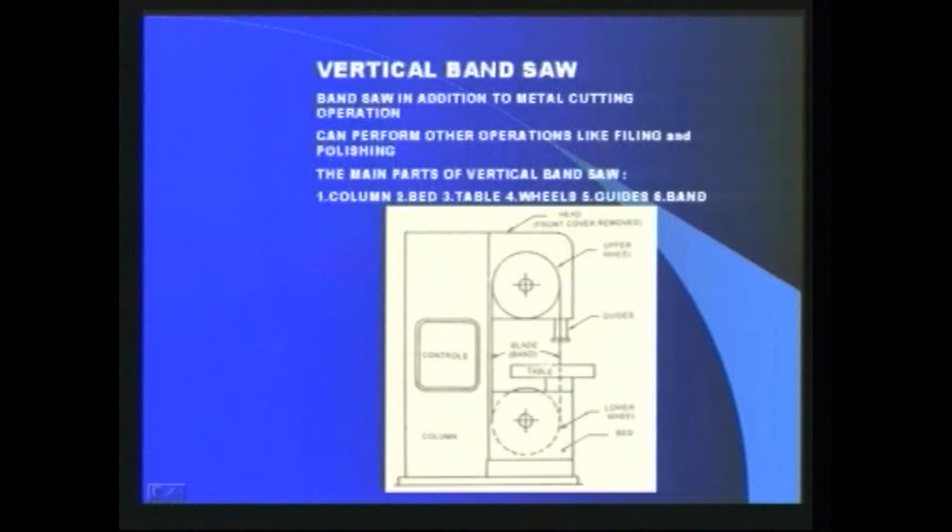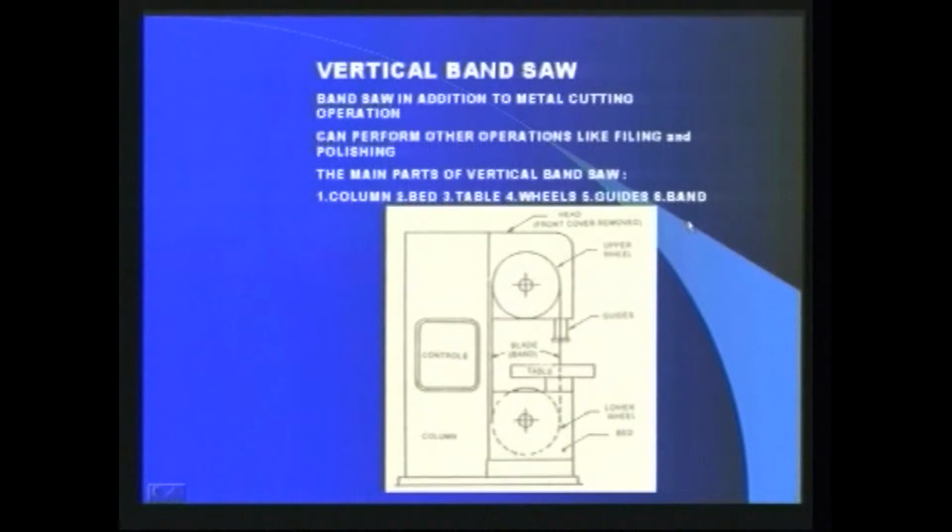It is used for cutting off operations, and its narrow blade makes possible the accurate sawing of curved shapes. It is employed for making dies, jigs and fixtures and parts with internal profiles. Its cutting action is continuous and accuracy is maintained. Now let us discuss the constructional details of the vertical sawing machine. First one is column, second one is bed, third one table, wheels, guides and band.